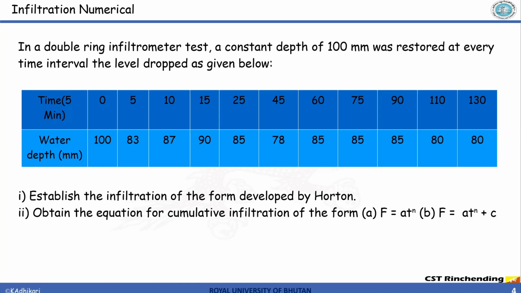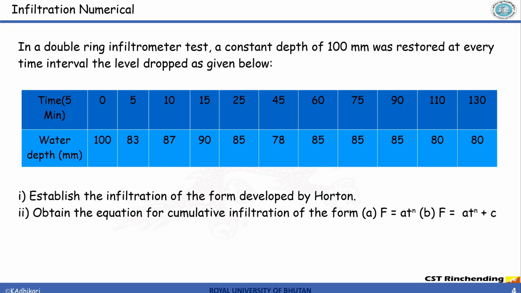The first question says, establish the infiltration equation of the form developed by Horton. What they are asking us is to find the intercept parameter and the decay constant. If we have the decay constant and the intercept value, then we can simply plug those values into the Horton equation. That is what the question is asking.